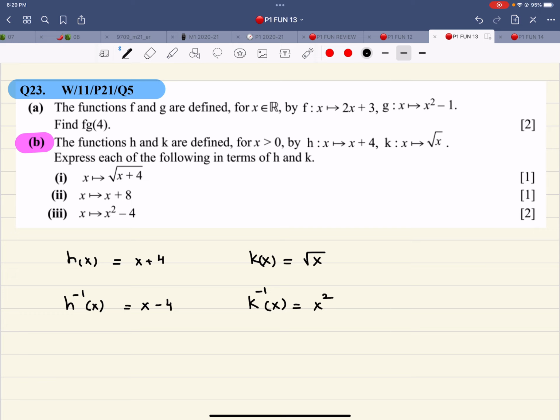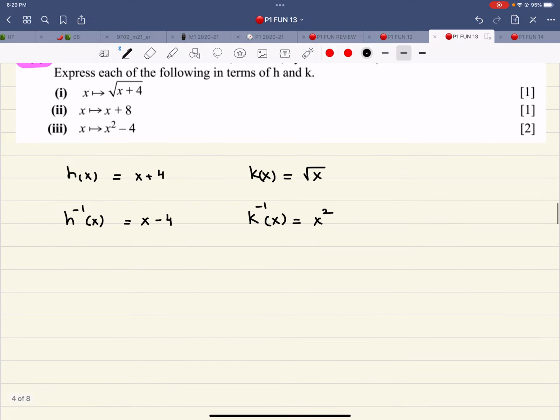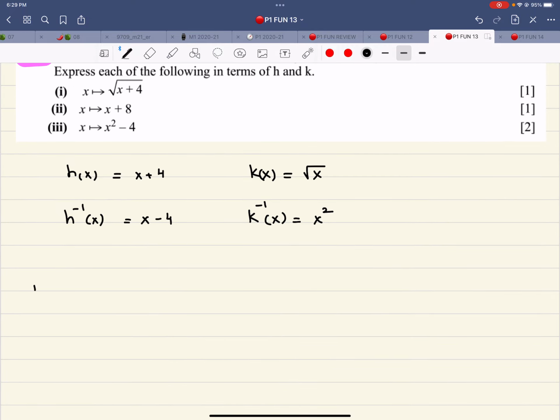The functions h and k are defined by such and such. Express each of the following in terms of h and k. First part is the function square root of x plus 4. So square root is k(x) and x plus 4 is h(x). So it seems like this is k of h(x), which is square root of h(x), which is square root of x plus 4, and that is the correct answer.